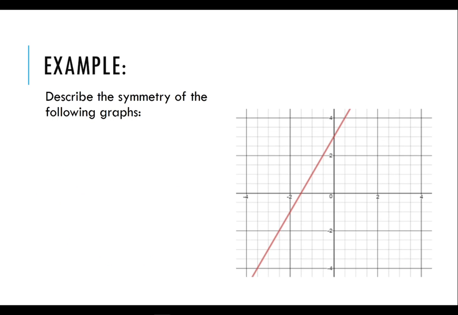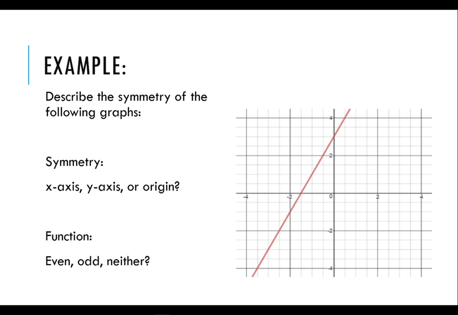Then we see this line. We want to describe the symmetries it has. Does it have x-axis, y-axis, or origin symmetry? And the answer is no. We don't have any mirroring across the y-axis, no mirroring across the x-axis, and no rotational symmetry. Is it a function? Yes, it does pass the vertical line test, but because it had no symmetry, this thing is neither even nor odd.